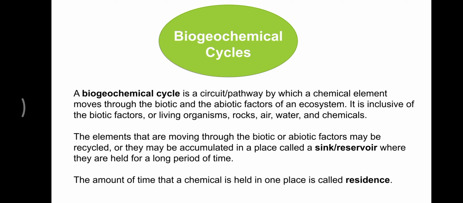Now we have biogeochemical cycles. Nutrients move through the ecosystem in biogeochemical cycles. A biogeochemical cycle is a circuit or a pathway by which a chemical element moves through the biotic and abiotic factors of an ecosystem. It is inclusive of the biotic factors or living organisms, rocks, air, water, and chemicals.